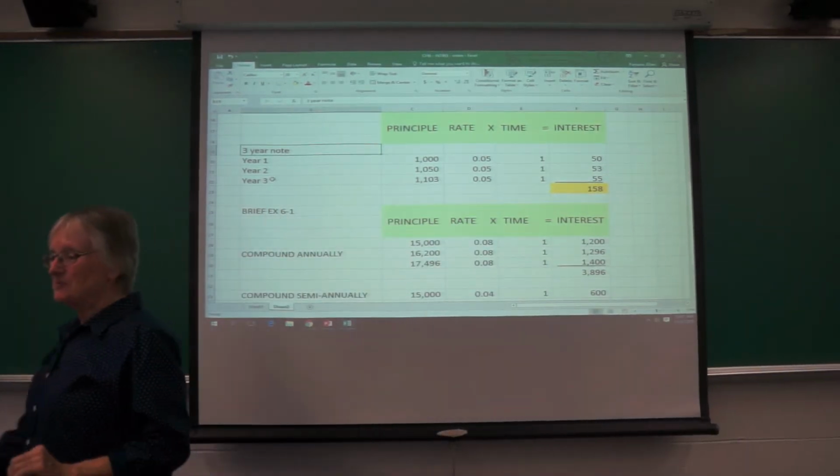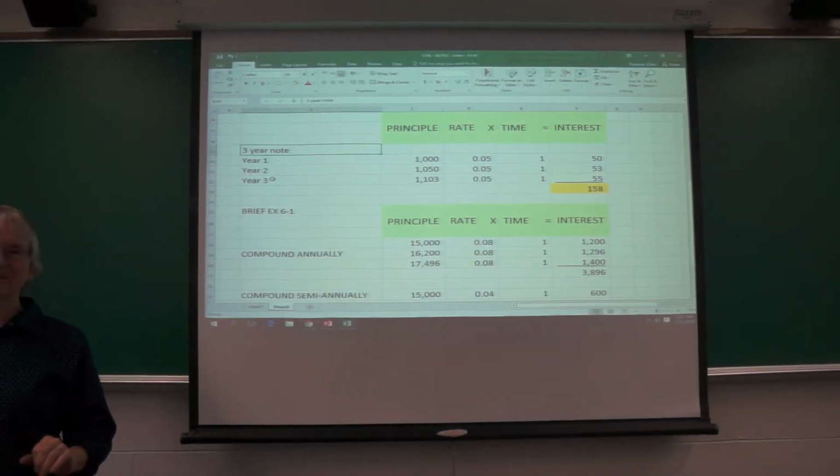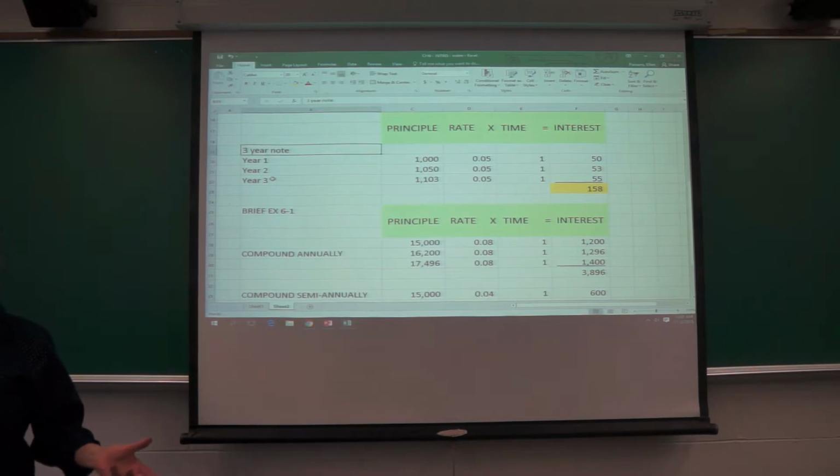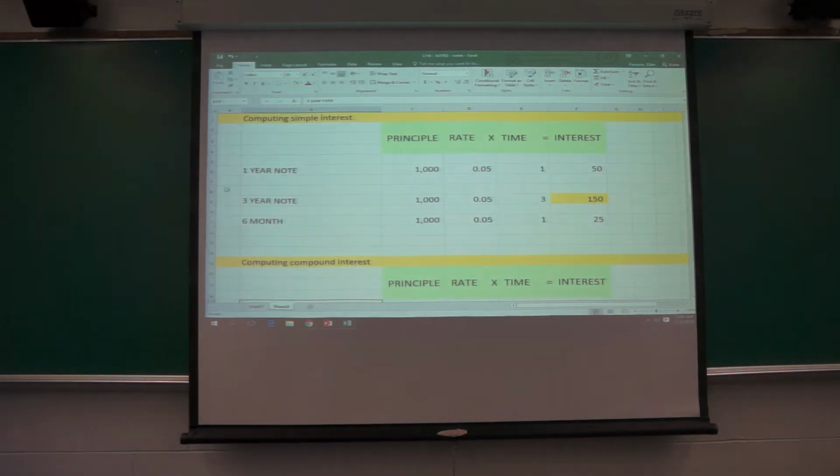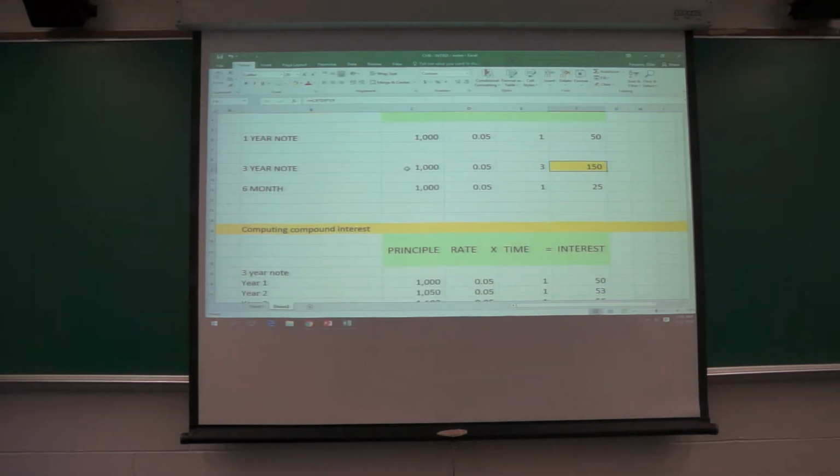Okay, so now we will take a look at the same problem, but with compound interest. So let's see how that would work. We're going back to this one, the 3-year note where you lent your brother $1,000. He'll pay you back $150 at the end of three years, along with the note.